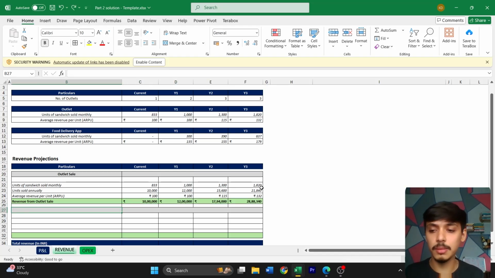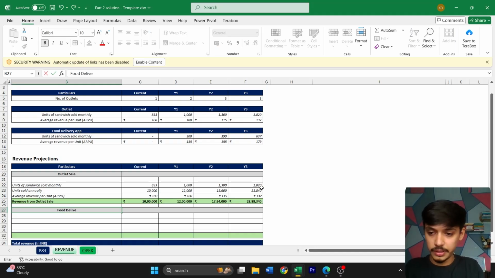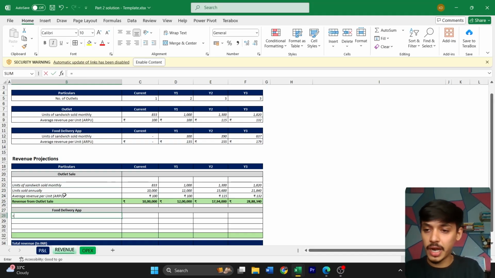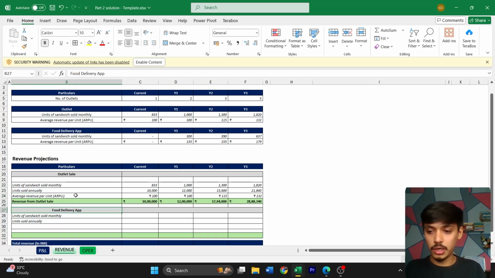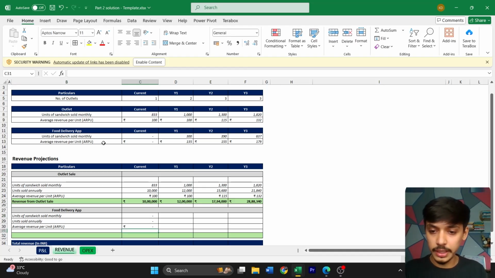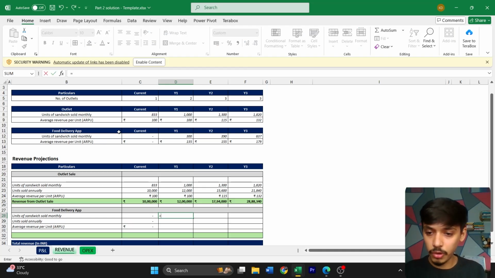We will calculate similar numbers for the food delivery app. We don't have any numbers for the current year, but we have them from year one to year three. So this is food delivery. Here also we are going to use the same revenue drivers from above, where we have units of sandwich sold on a monthly basis, we have units sold annually, and finally we have average revenue per user. For the current year it was all zero, as we did not do any revenue, and for the later years we will be plugging it in from above.